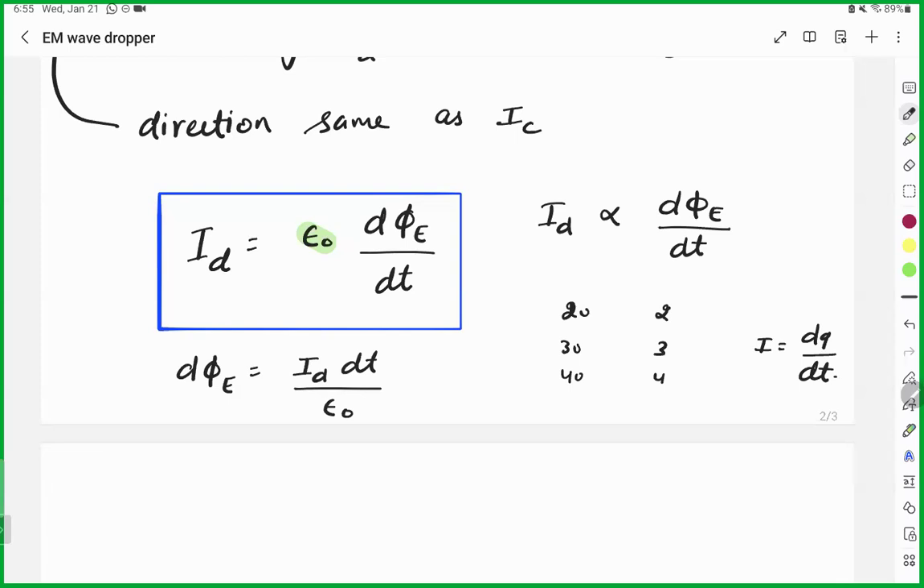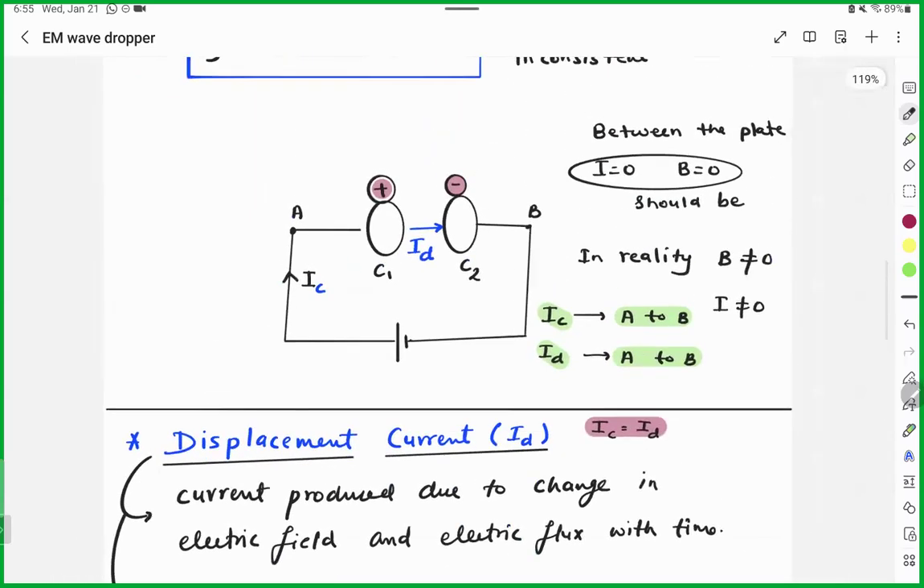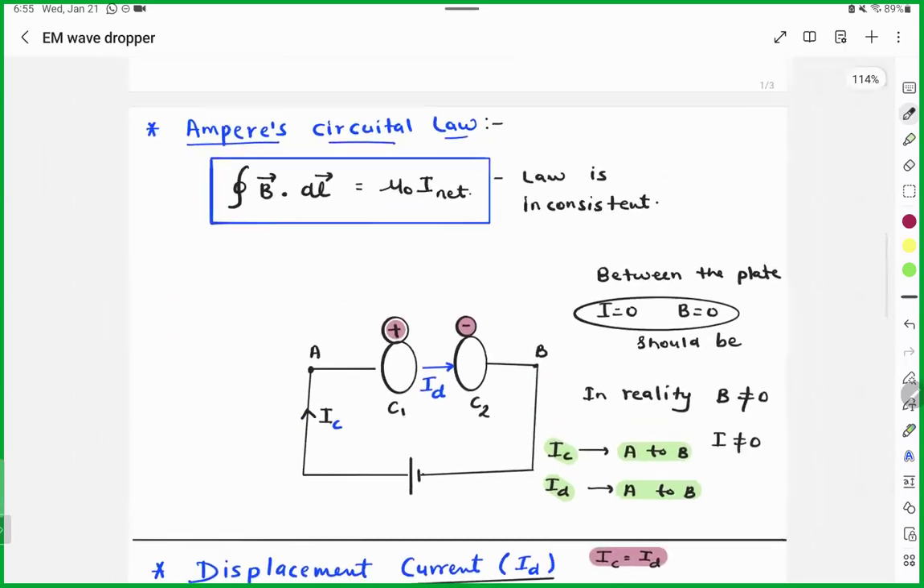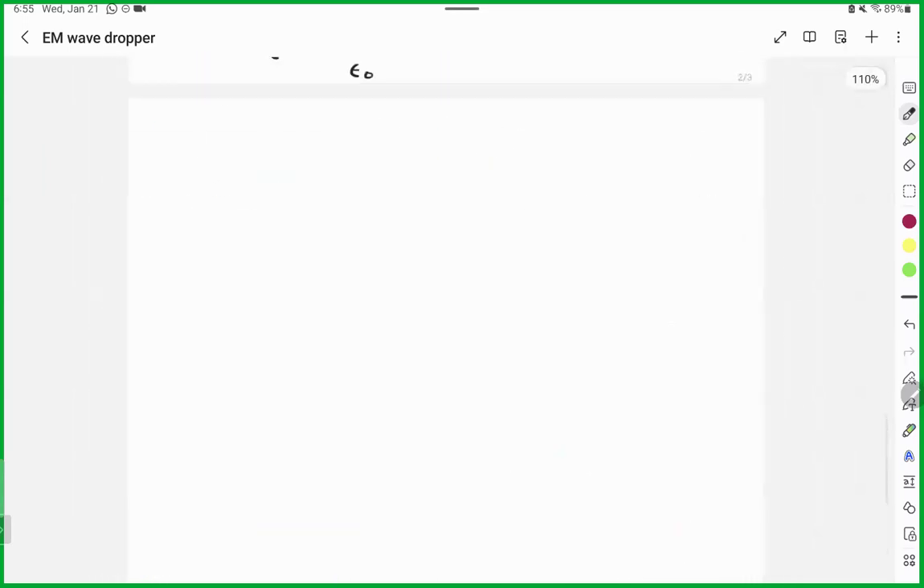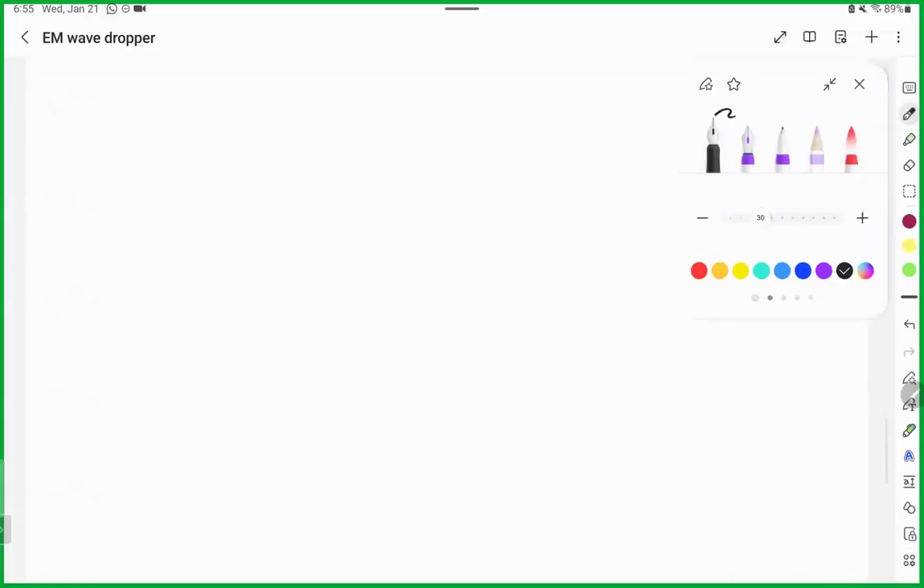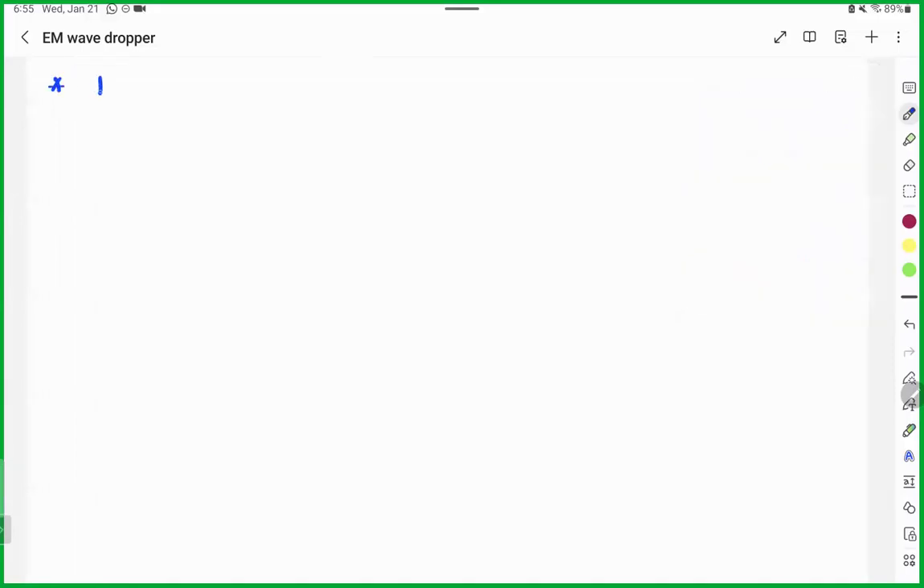And if you have both the currents, like what we said here, then you will have a complete circuit. Now, Maxwell used this Ampere circuital law and explained a new equation known as the Ampere-Maxwell circuital law.